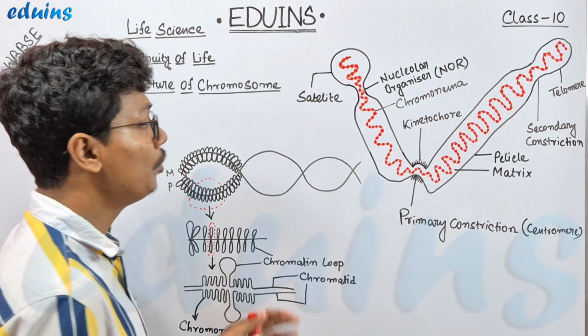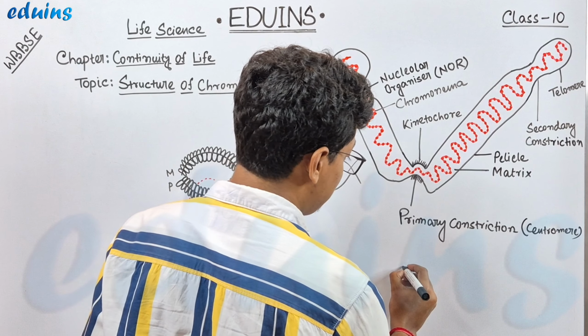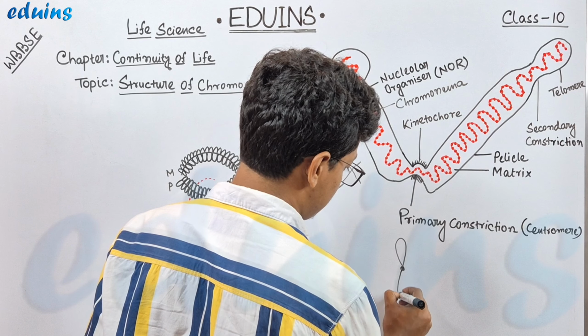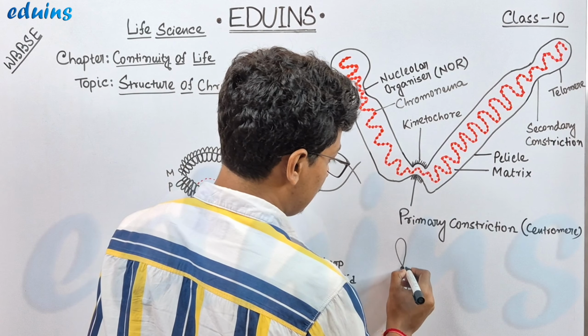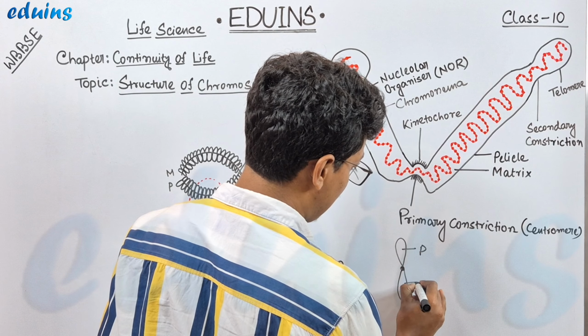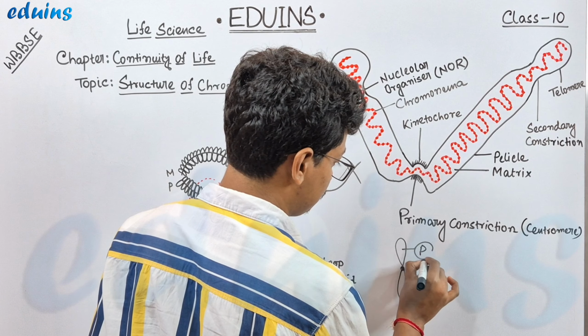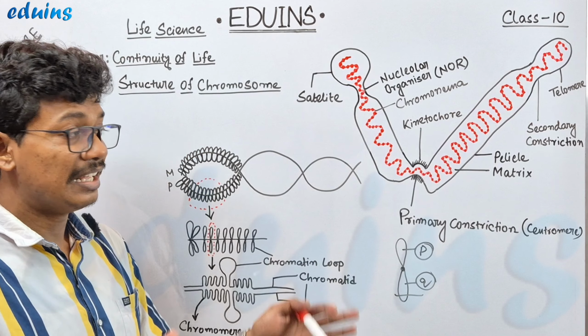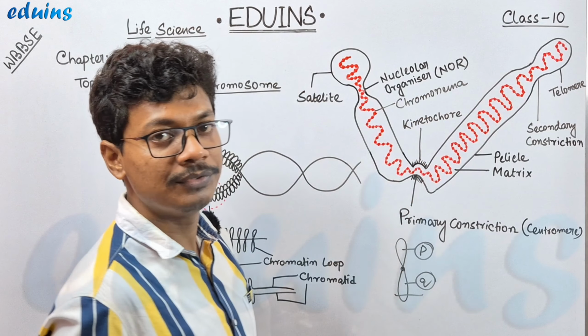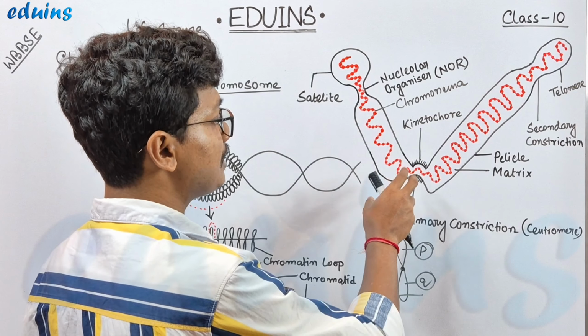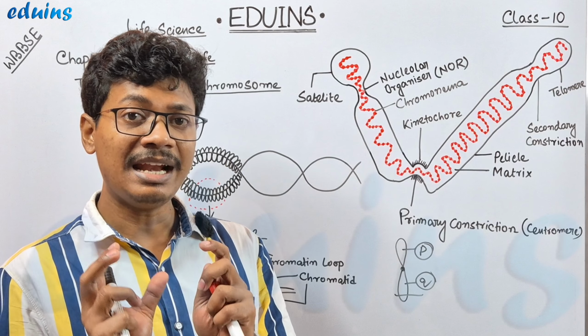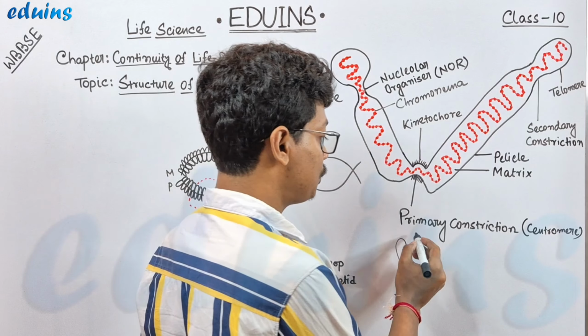A chromosome basically bears two arms. In the normal sense, it looks like this. The short arm is P and the long arm is Q. Okay, this is the structure. This is the enlarged part of this chromosome. This is the P and this is the Q. There is the primary constriction.